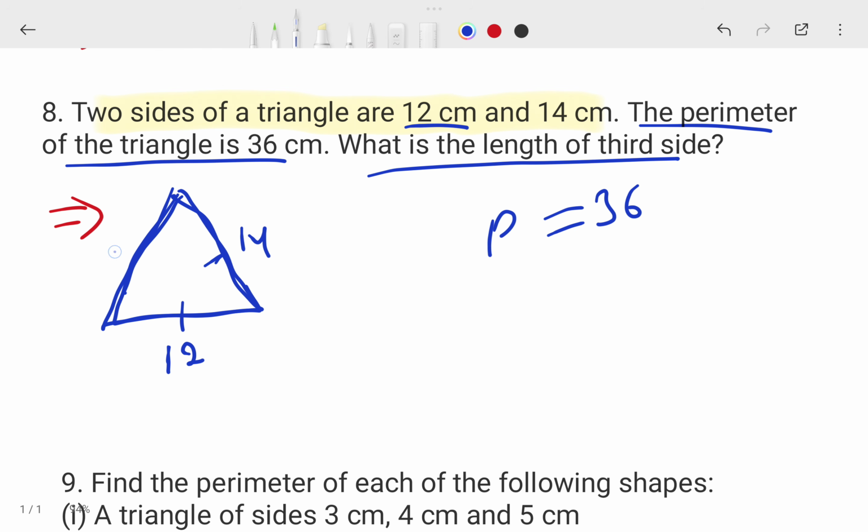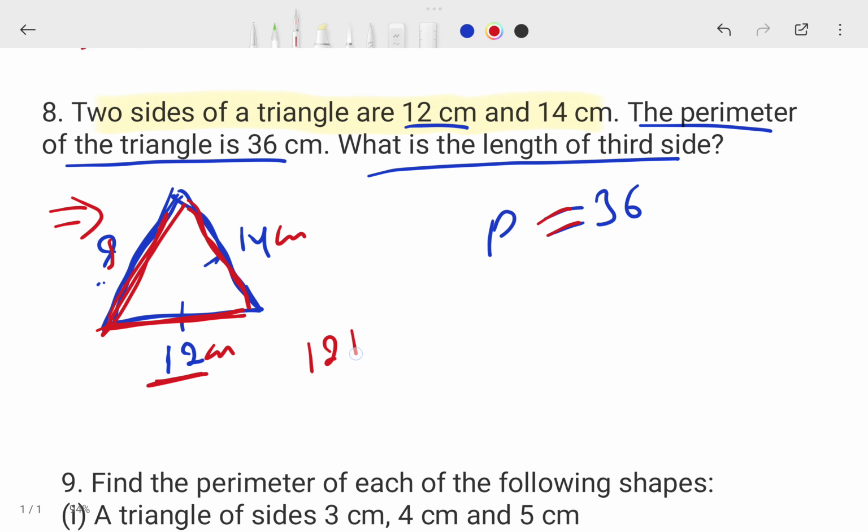What is the third side? We don't know the third side, so how will you find it? One side is 12 centimeter, another side is 14 centimeter, but the other side we don't know, and the perimeter is 36. Perimeter means the sum of all sides.